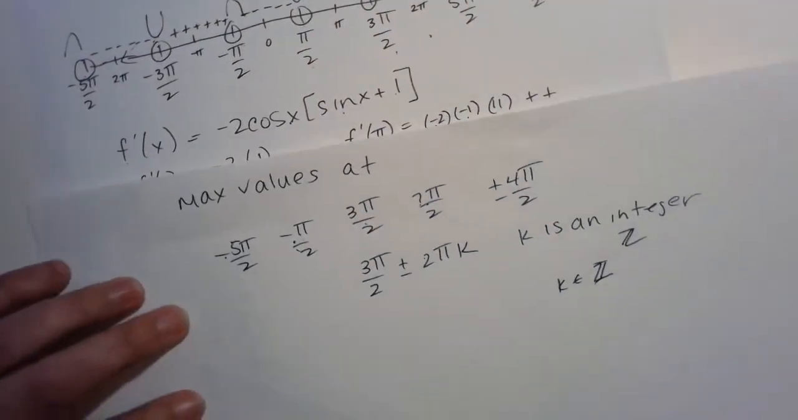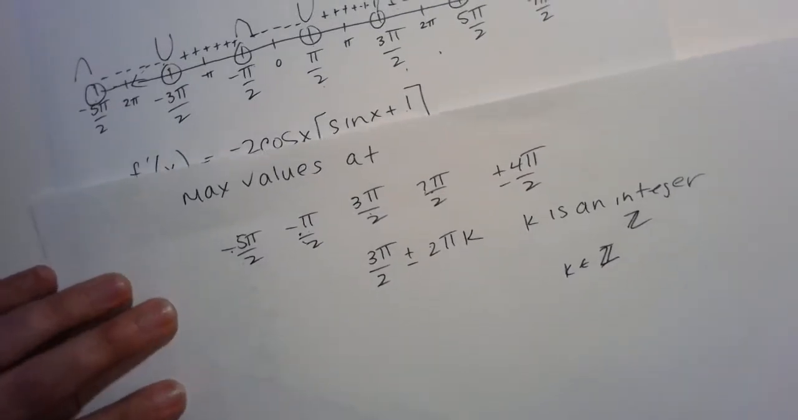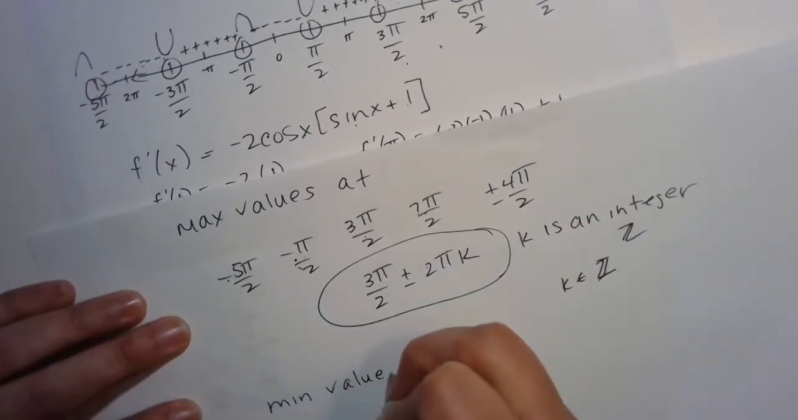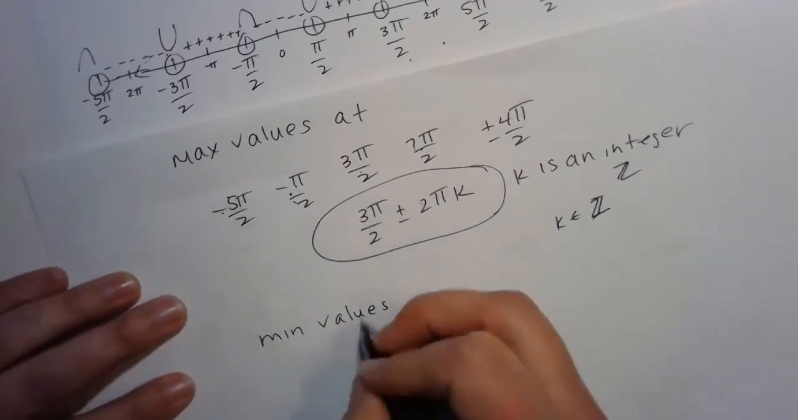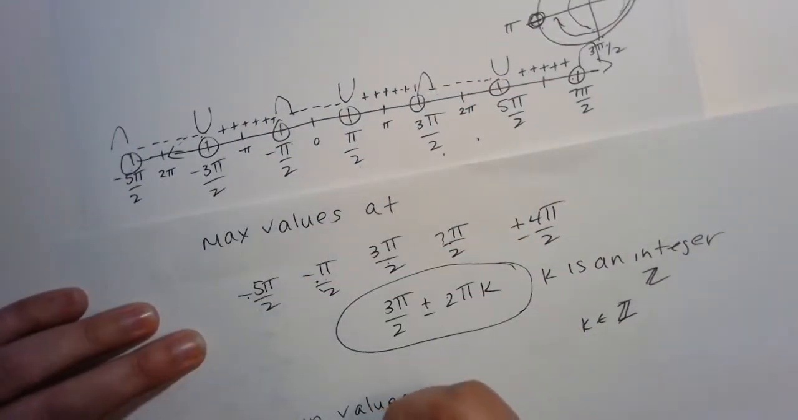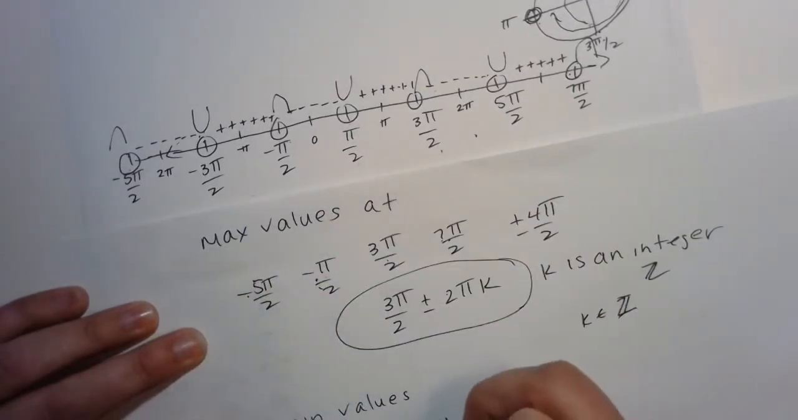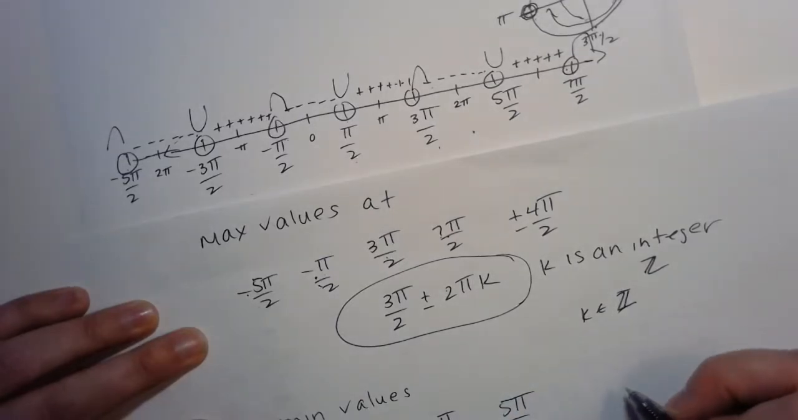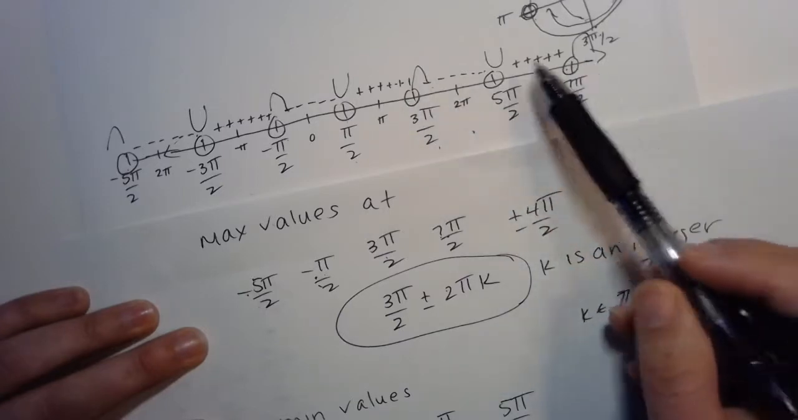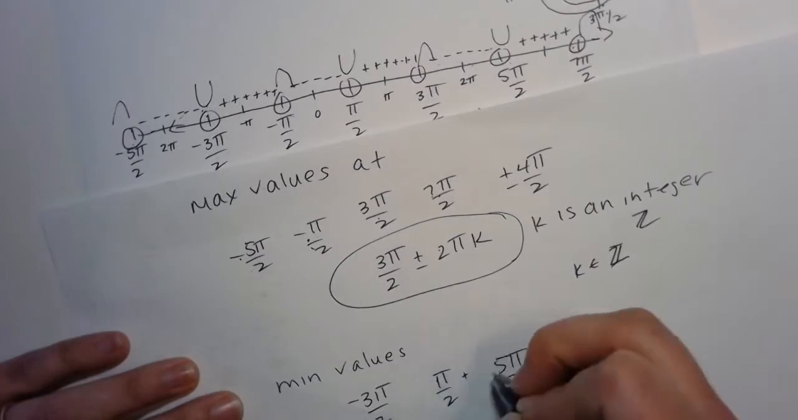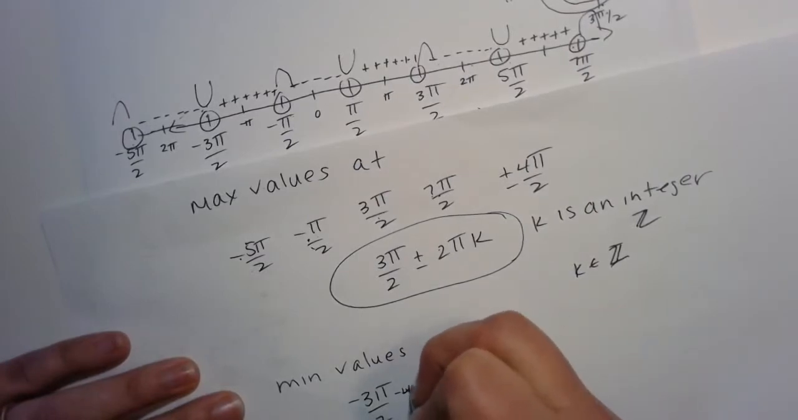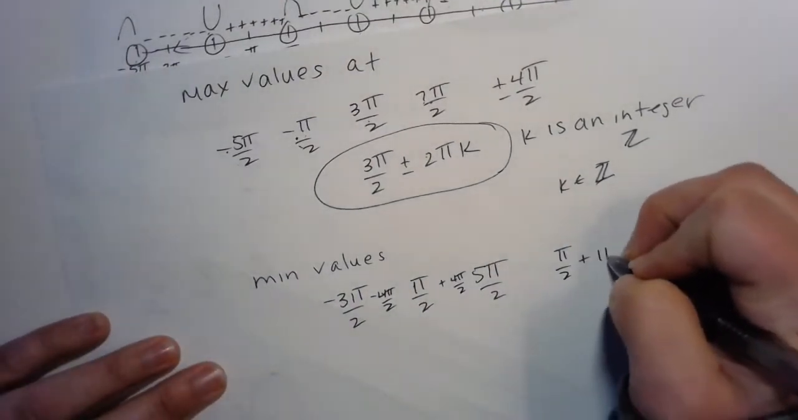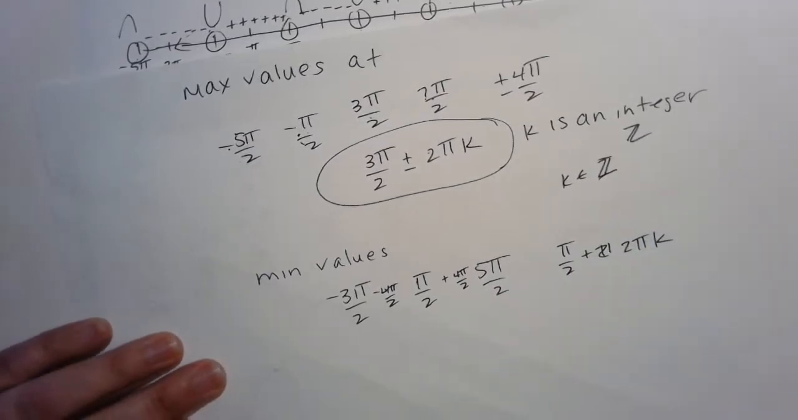All right. So that's where my max values are going to occur. And those are my max, my min values, they do occur at, I'm going to start from left to right here. The first one that we have here is negative 3 pi over 2. I get another one at positive pi over 2. I get another one at 5 pi over 2. And I think that is my last one on my graph there. So again, I notice that if I add 4 pi over 2 and I subtract 4 pi over 2, then I'm going to land back on here. So basically, I'm just going to pick the pi over 2 and say plus 2 pi k is where my minimum values are going to be.